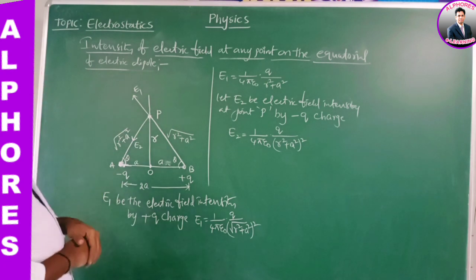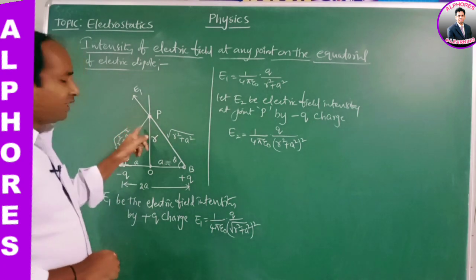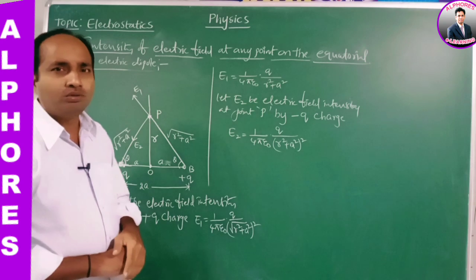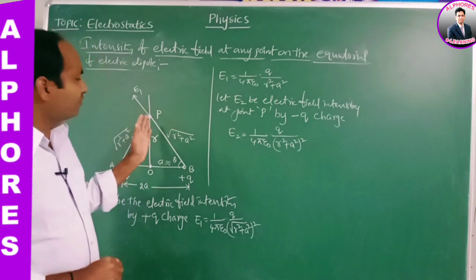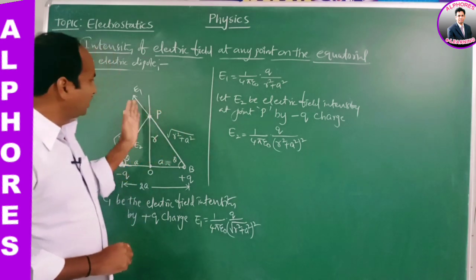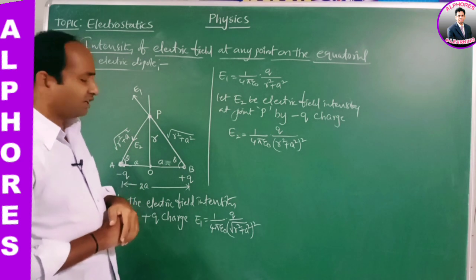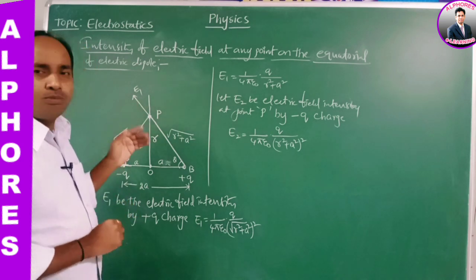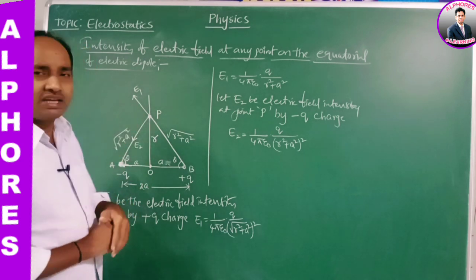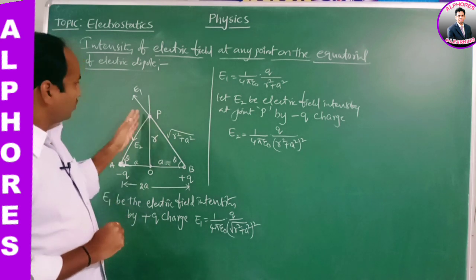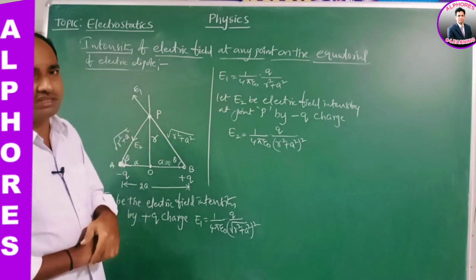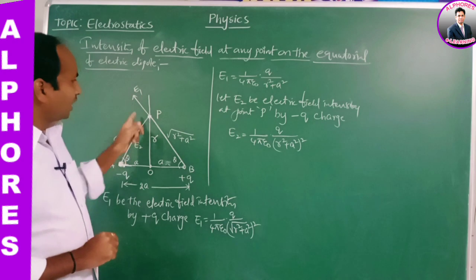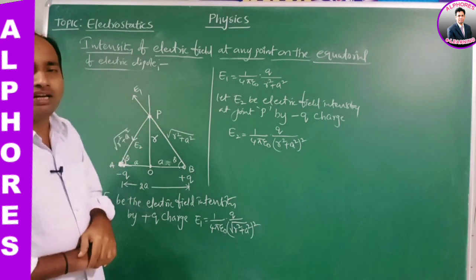But we need the resultant. If you know the angle between E1 and E2, by using the parallelogram law of vectors, we can calculate the net intensity of the electric field. But they are not in opposite directions. If they are opposite, they cancel each other. But they are in different directions. Now calculate the resultant of E1 and E2.